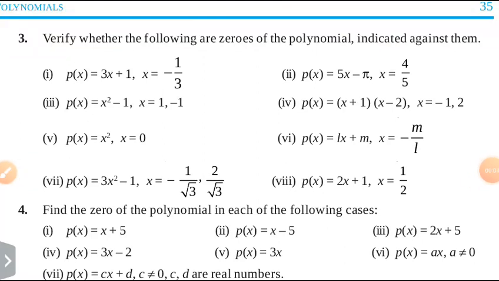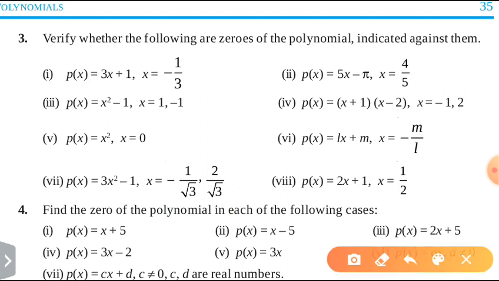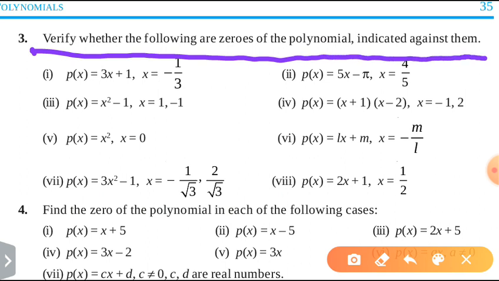Today I am going to explain exercise 2.2, question number 3 onward, because I explained up to question number 2 in my previous video. Now see, I am going to read question number 3. Verify whether the following are the zeros of the polynomial indicated against them.